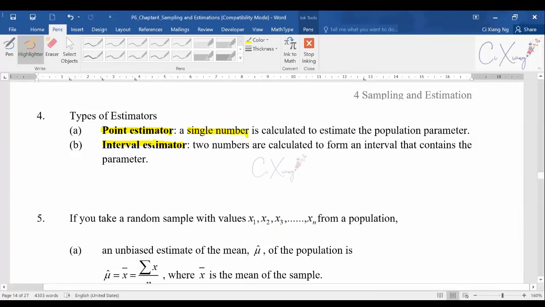For interval estimator, your final answer for the estimation has two values. It is in a range, in interval form. The method that we are going to learn for the interval estimator will be the confidence interval. That means the value is in a bracket form with two values, so we have to calculate A and B. For point estimator, your answer is only one value, which is A only. So how to calculate all the estimators, we are going to discuss now.